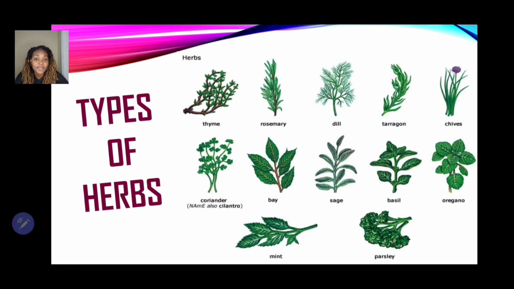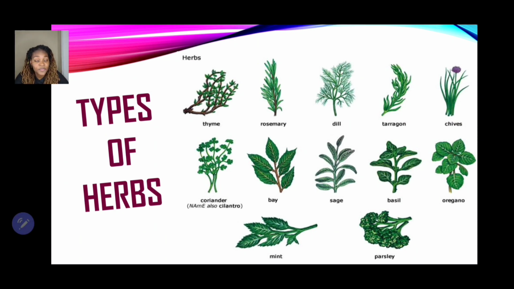All right, now let's take a look at the types of herbs, and these are just some types, based on the definition that we just looked at. Remember, herbs can be what, the leaves of the plant, the stem, and also the flower of the plant that has been harvested, right? Now let's take a look at some of these herbs. These are not all the herbs, but these are just some that we're going to look at in today's session. There is thyme, rosemary, dill, tarragon, chives, coriander, bay leaves, sage, basil, oregano, mint, and also parsley, right? Those are examples of herbs.